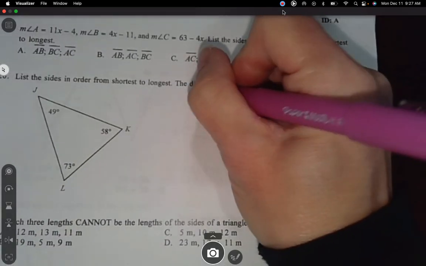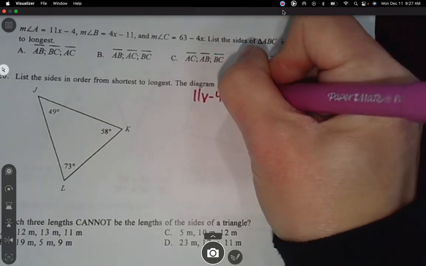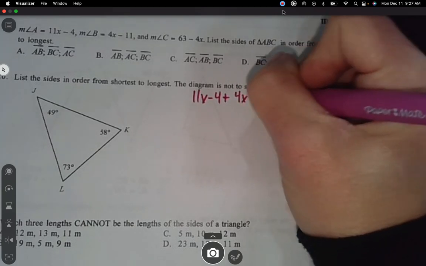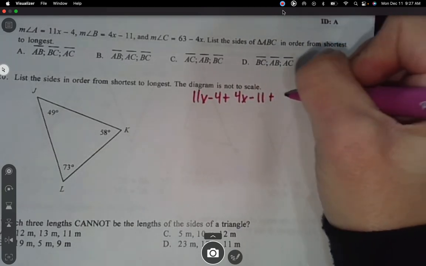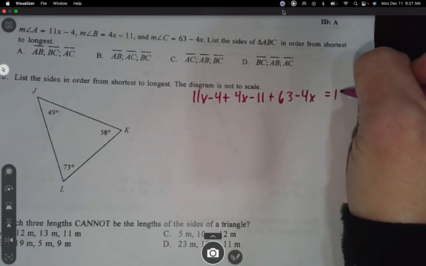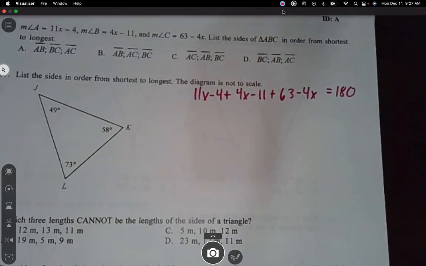I'll just write it on here. So I've got 11. I'm going to use this little area. 11x minus 4. What's my next angle? 4x minus 11. And then my last angle, 63 minus 4x. If I add them together, they equal 180. Does everybody understand that? We learned that a long time ago. 3 angles add to 180. Now let's add all of our like terms together.